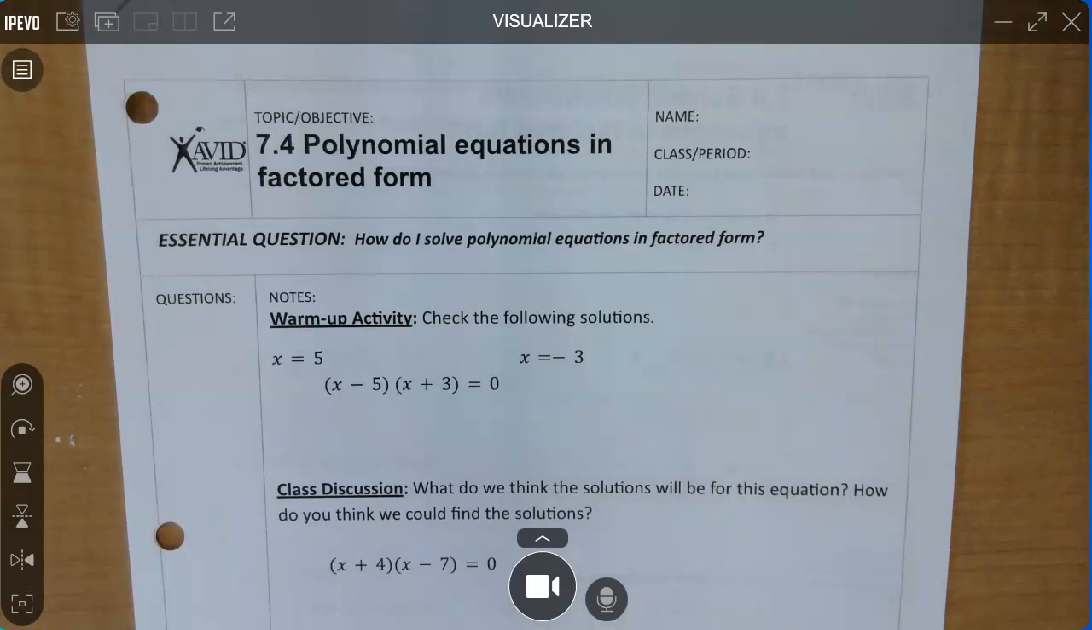So here we go with lesson 7.4. This will be the last lesson of part 1 of chapter 7. So lessons 7.1 through 7.4 make up part 1. And this is the last new information you'll learn before we do our test.